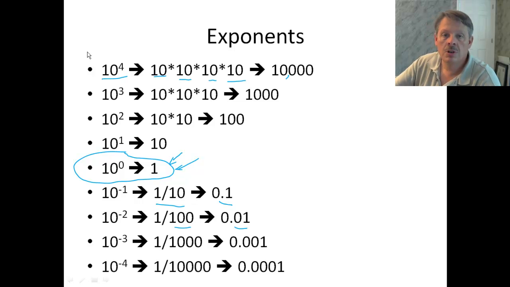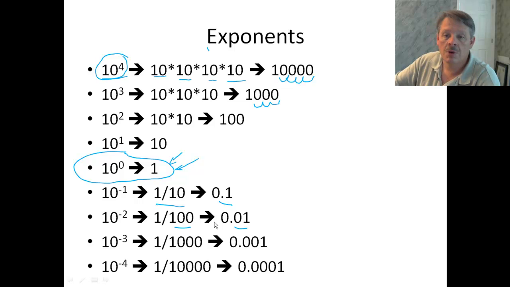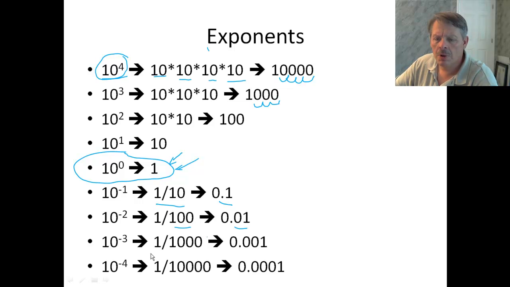One of the things you should notice, for example, with this 10 to the 4 is I move my decimal point essentially 4 positions to the right. You'll notice if I started with 1 and I went 1, 2, 3, 4, I've moved my decimal point 4 positions to the right. Here I've moved it 3 positions to the right. Here, let's go all the way to the bottom. Down here, I've moved it 4 positions, 1, 2, 3, 4 positions to the left.